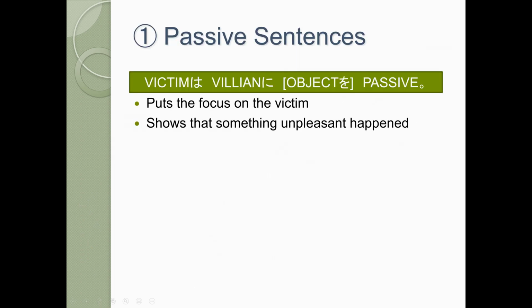母に by my mom ですね。So, the way Genki calls it is like the victim and the villain ですね. So, me, the victim, who had something bad happen to me, は, passive verb by the villain に. So, victim は villain に何々を and a passive verb. And this, once again, puts the focus on the person who was the victim of the action and shows that something unpleasant happened, something that makes me unhappy, sad or angry or something like that.